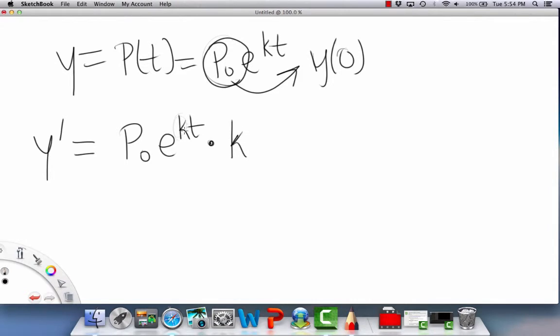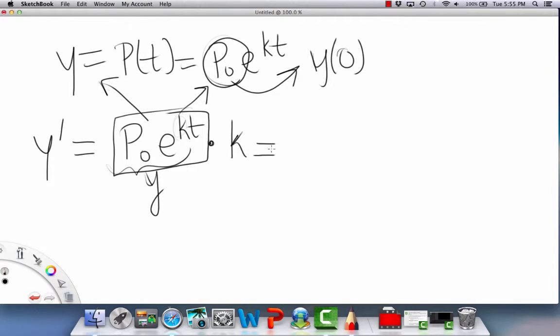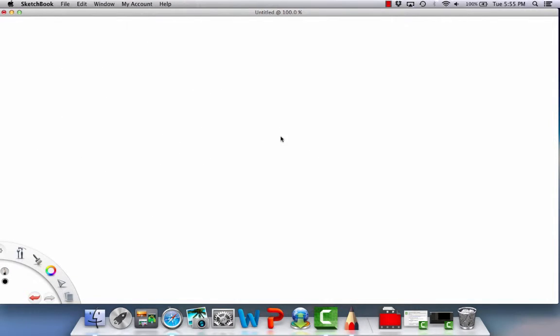As you can see here, this first term, that is our original P of t, or we can also call it our y, right? So all of this in the box here, that's like y. So a way to write this is k, a constant, times y. All right? So let's do an example where we use this.